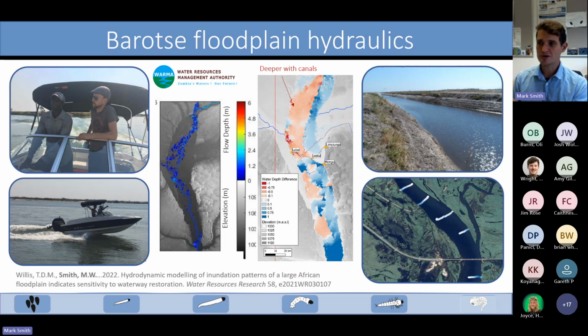And actually, when you model the floodplain with and without those canals, it has a huge impact on the water depth of the floodplain, which is what you can see in the middle panel there. Some areas were actually getting more water because of the canals. The water was being shifted over there more efficiently. Other areas were drying because of the canal. So that might in turn have an impact on the malaria transmission.